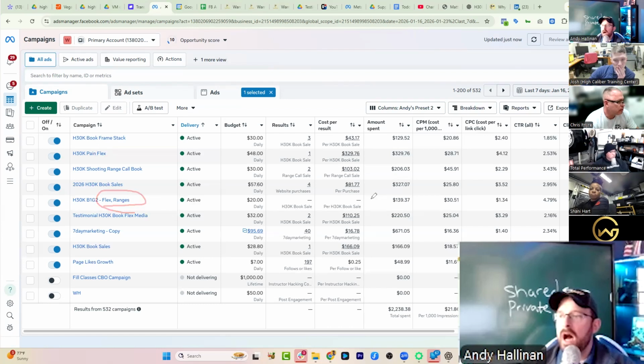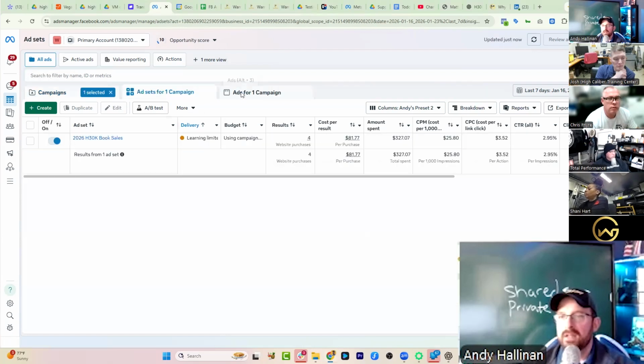So here's another one. Flex ranges. I have spent $139. I didn't sell a dang thing. Okay, here's another one. Flex. I've sold two books, cost me $110 each. And is this one Flex? Let's look at this one and see if this one is Flex. I don't think that this is Flex.